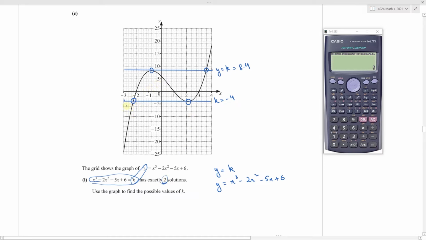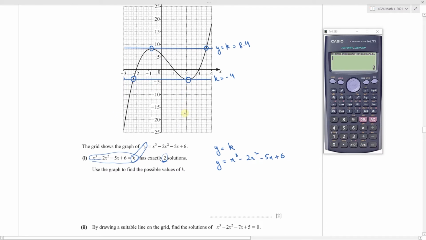That means you want such a horizontal line that intersects this graph of the curve at 2 points. So when k is -4, it intersects at this point and this point. And then when k is around 8.4, it intersects at this point and this point. So these two possible values of k will give you two solutions. So your two values of k are k equals -4 or k equals around 8.4. So that's how you will solve this part.